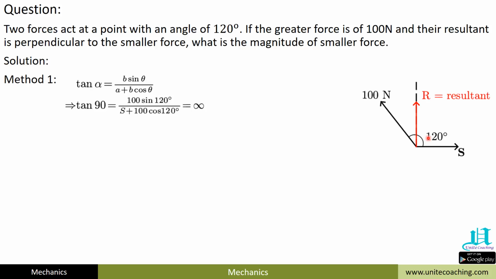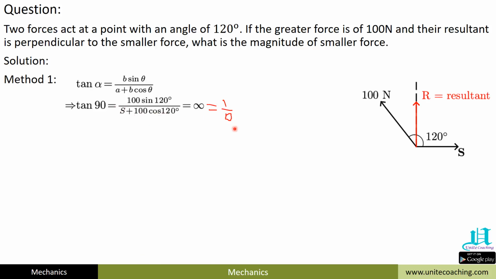So we are having a clear picture as this: tan of 90 will be equal to 100 sine of 120 degrees upon S plus 100 cos of 120 degrees, equal to infinity. Right, so this infinity we can write as equal to 1 upon 0. So we can see that S plus 100 into cos of 120 is equal to 0.